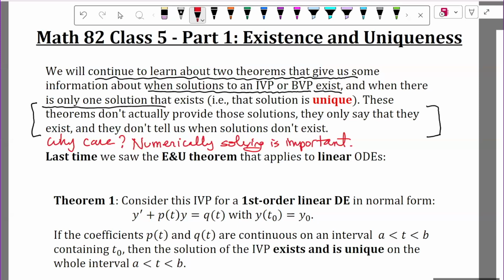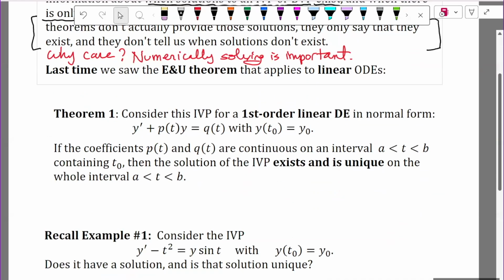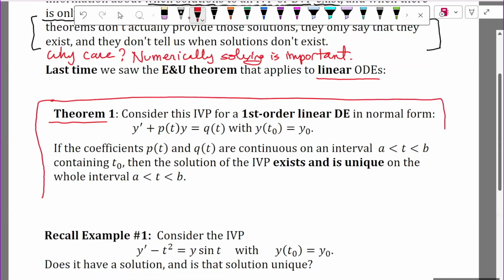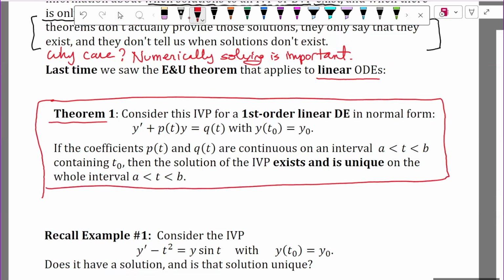Now let's take a look at one of our first theorems, Theorem 1 for existence and uniqueness that applies to linear ODEs. And what it says is the following. If you take an initial value problem, and remember, every time we say initial value problem, the same thing applies to a boundary value problem. So if you take an initial value problem for a first order linear differential equation, right here, it's key that it's linear. We always have to put it in normal form so that we can use the theorem properly.